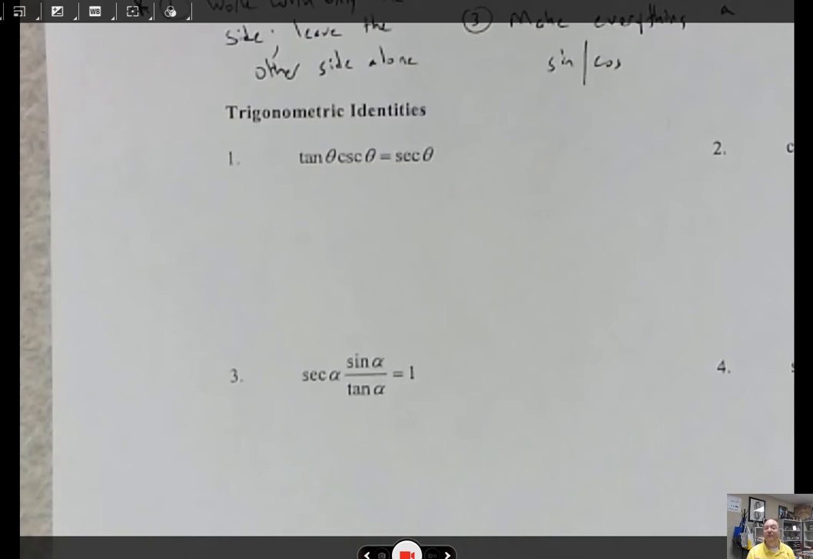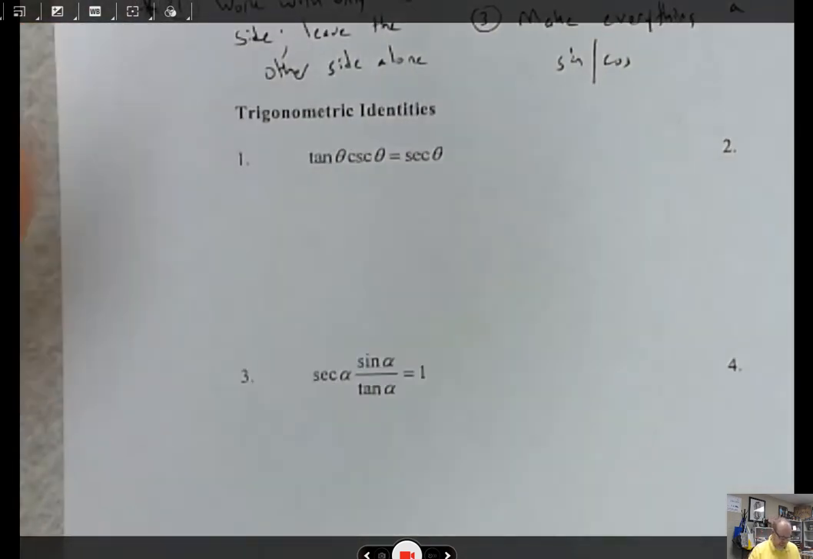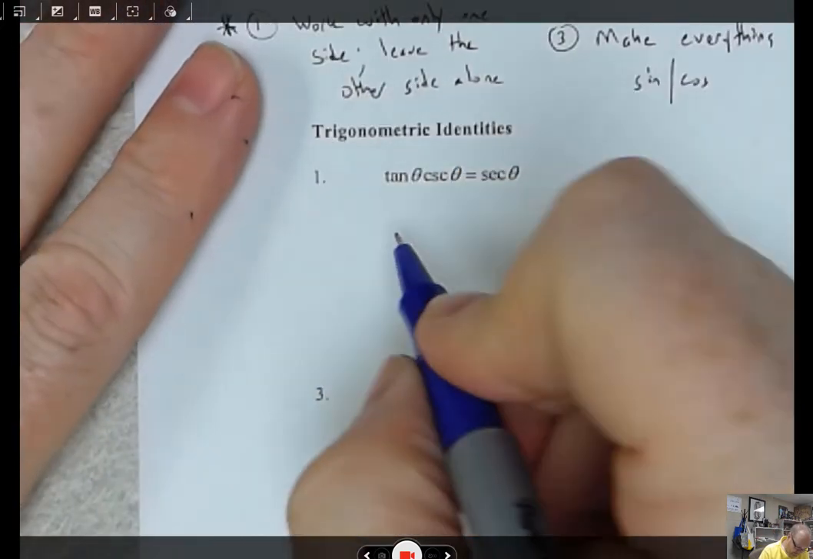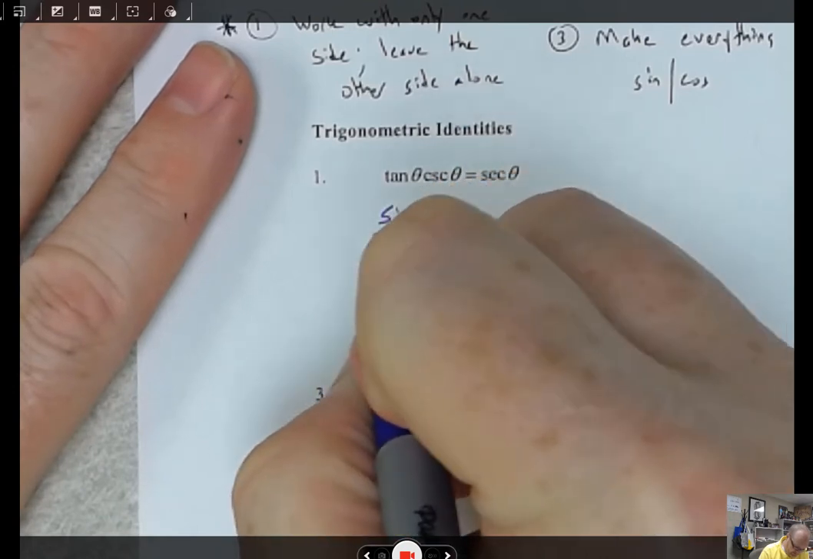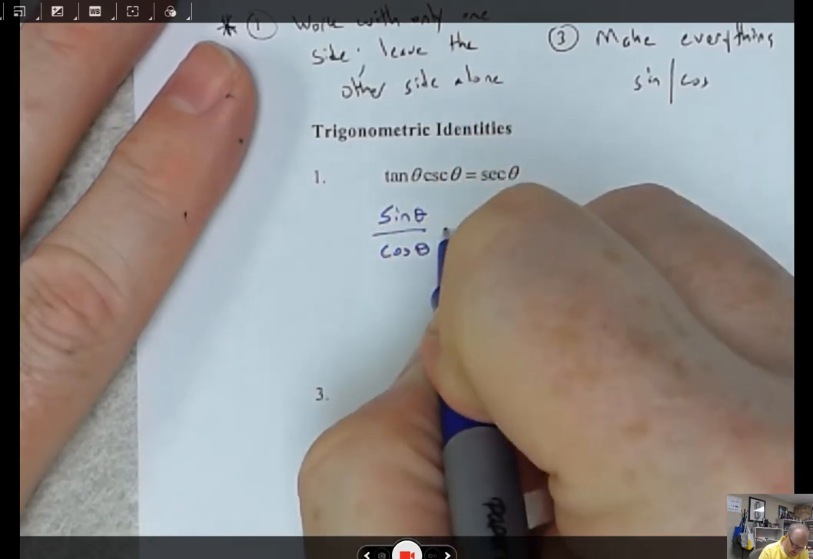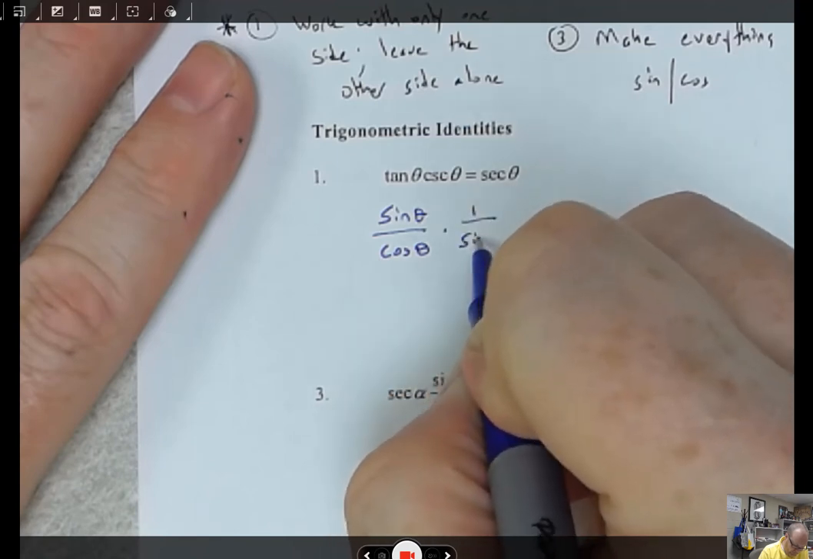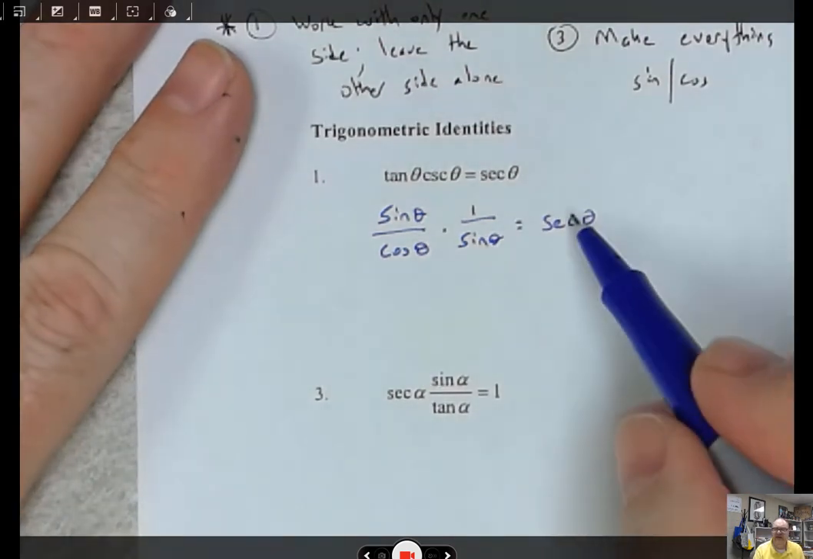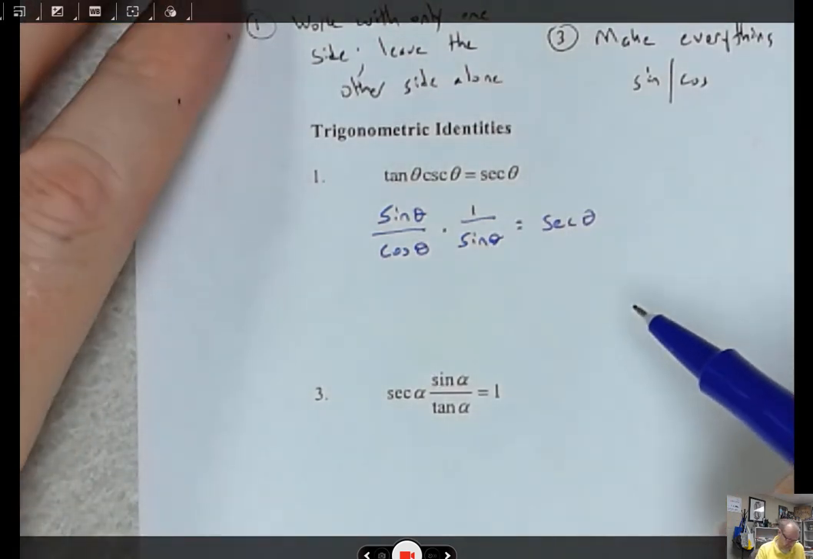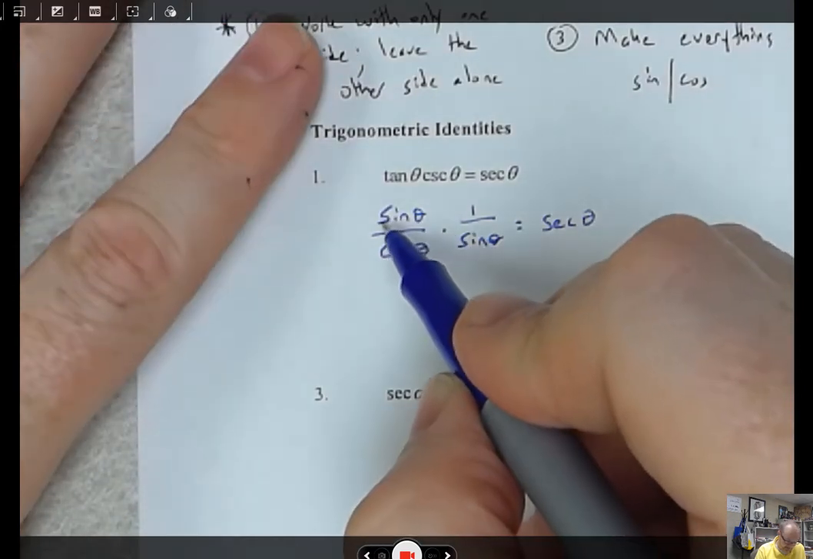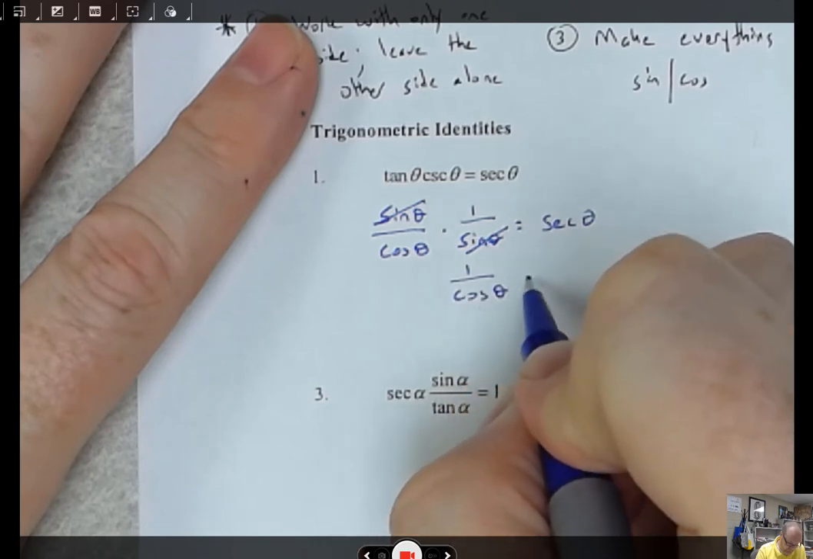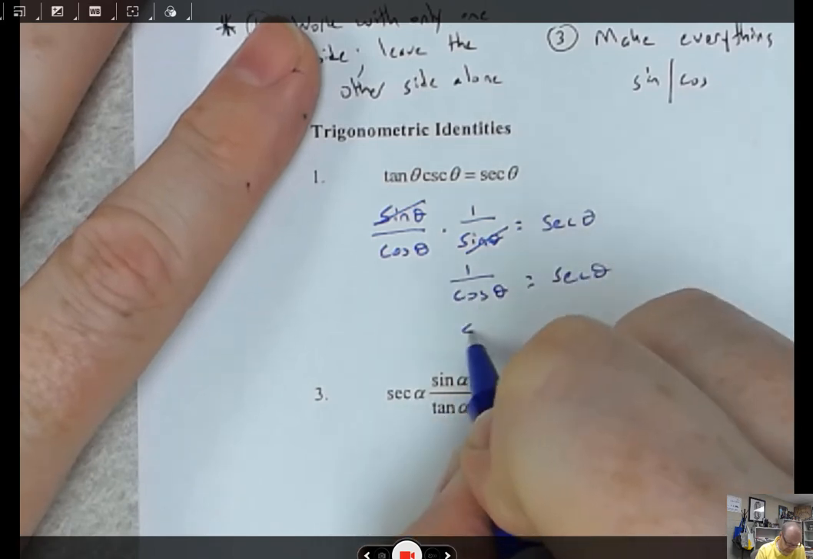So I don't have a cosine at all right now, do I? So I think the best thing to do is maybe just to make everything sines and cosines. So tangent can be written as sine over cosine, and cosecant can be written as 1 over sine. So notice how I'm carrying along that right-hand side each time, too. I'd like for you to do that. So my sines divide away, and I'm left with a 1 over cosine, which is exactly secant.